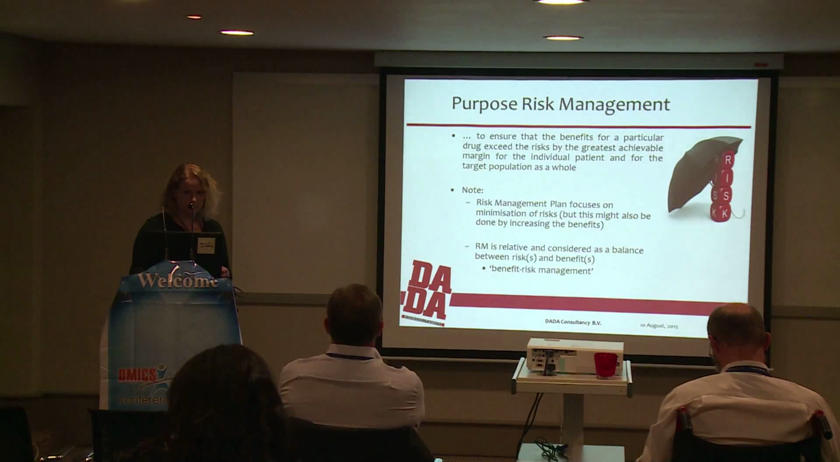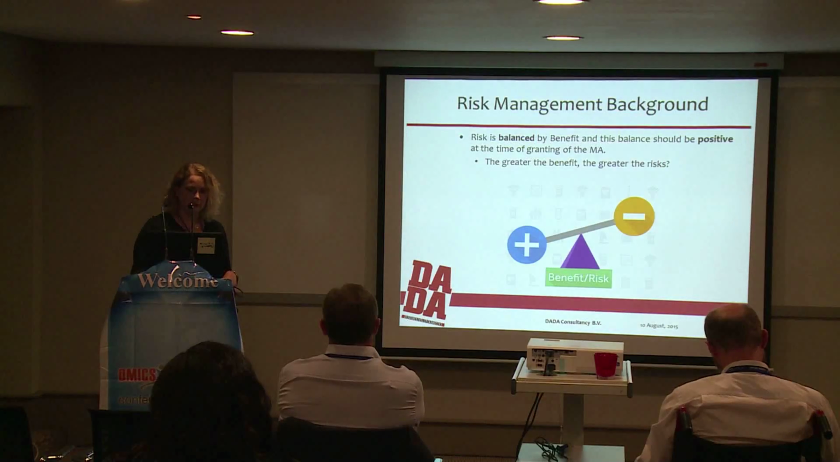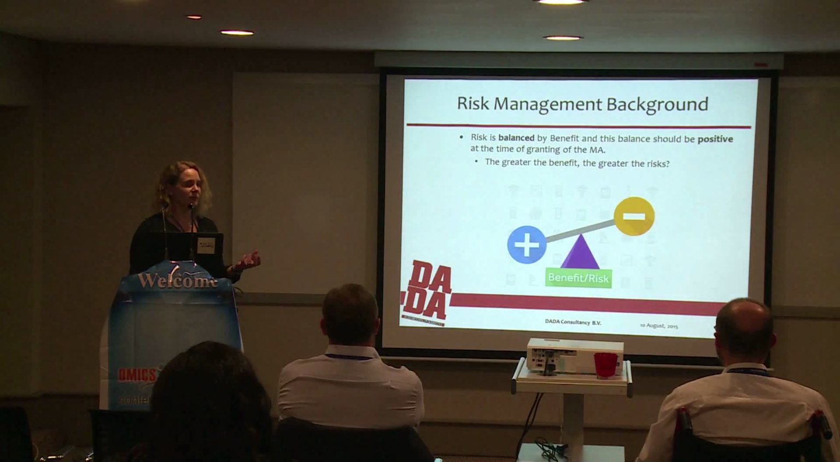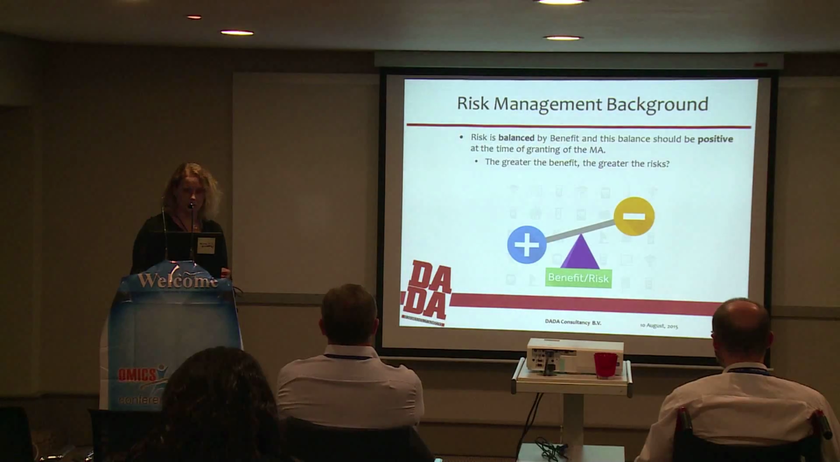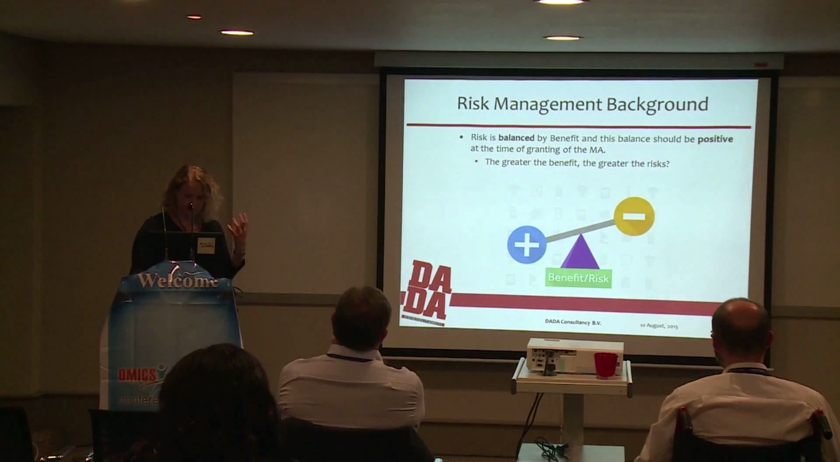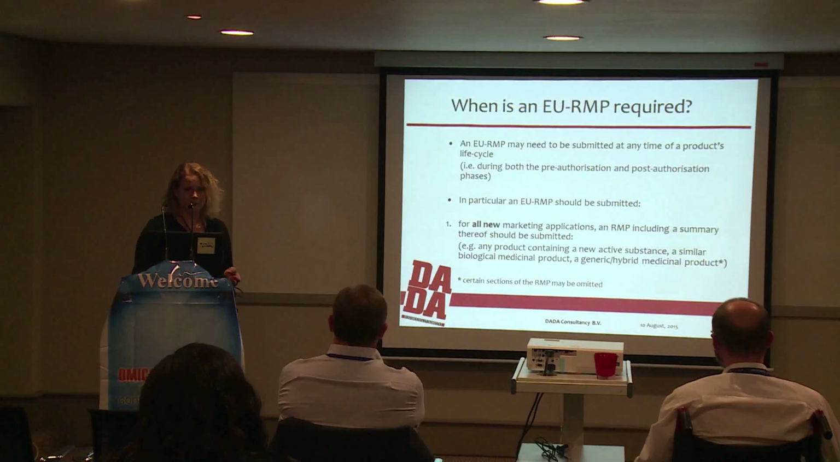The idea behind it is that the benefits for a particular drug exceed the risks by the greatest achievable margin. So you need a positive benefit-risk balance. The medicinal product should give you a bigger benefit than risks, and that is different for each medicinal product, because the greater the benefit, the more risk patients will also accept associated with the use of these products. So that's something that you have to think of when you design a risk management system for a certain product.